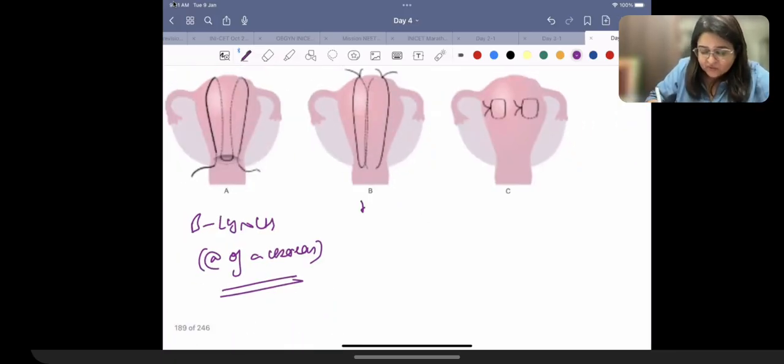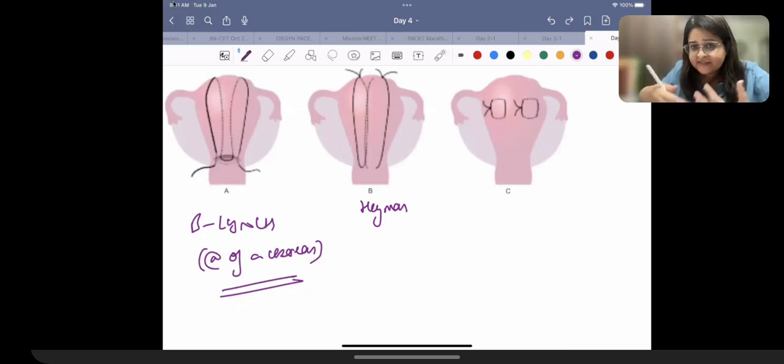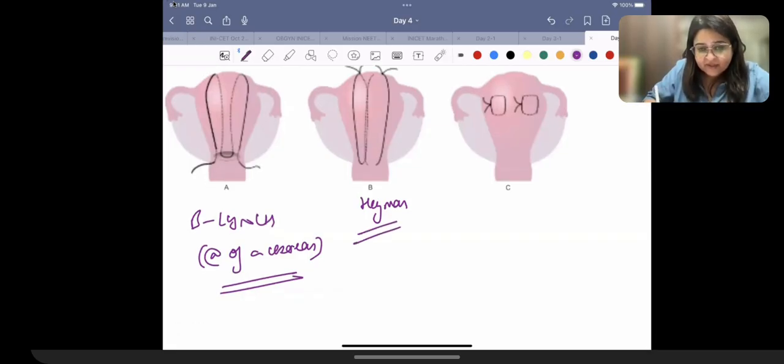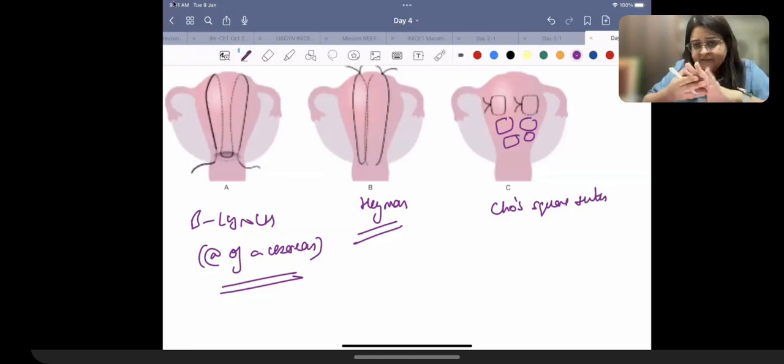This is the Hayman suture. You can see there is no incision on the uterus, so this is following a normal delivery. It's the same as a B-Lynch, but without this incision. We can put the Hayman suture, and these are Cho's square sutures. These are multiple square sutures, multiple ones can be put, and this compresses different parts of the uterus.